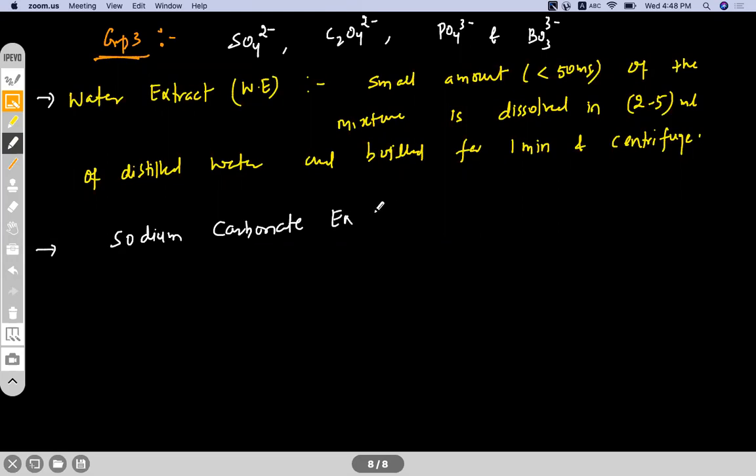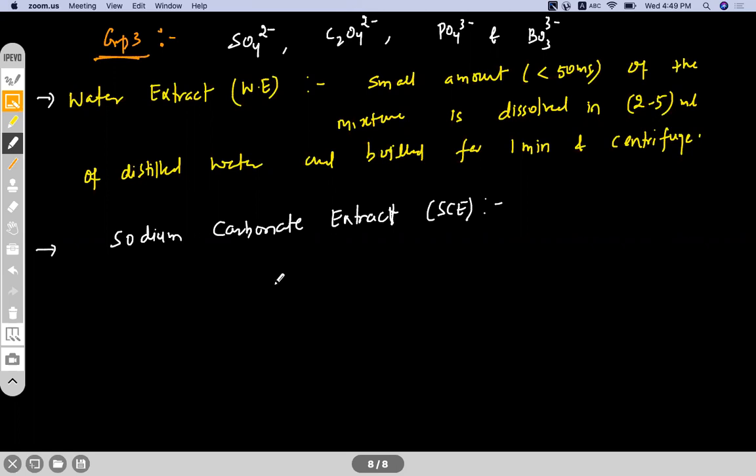Sodium carbonate extract, SCE in short, we'll write. In this also, a small amount of the mixture is added. A small amount of mixture we have taken, around 40 to 50 milligram of the mixture.